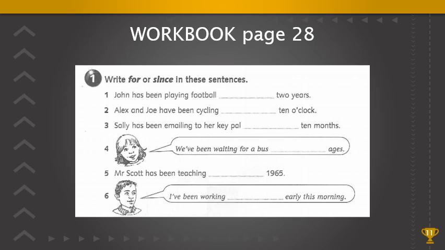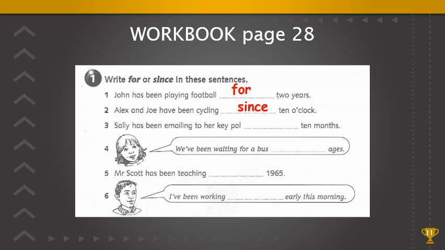Let us begin with the first one. John has been playing football blank 2 years. So we say that 2 years is a period of time. So therefore we use for. What about number 2? Alex and Joe have been cycling blank 10 o'clock. So 10 o'clock is the point in time when they started. So we say since 10 o'clock. So it talks about the point in time in which the action started.